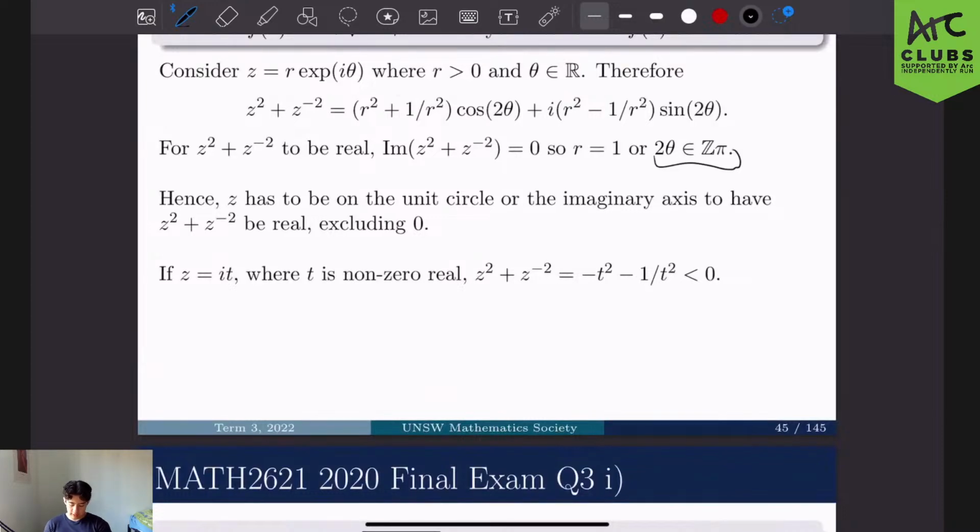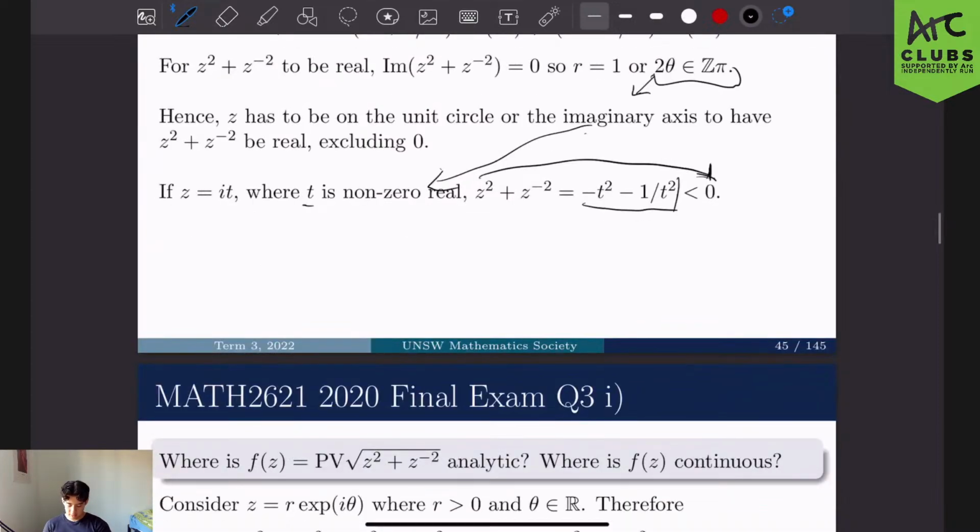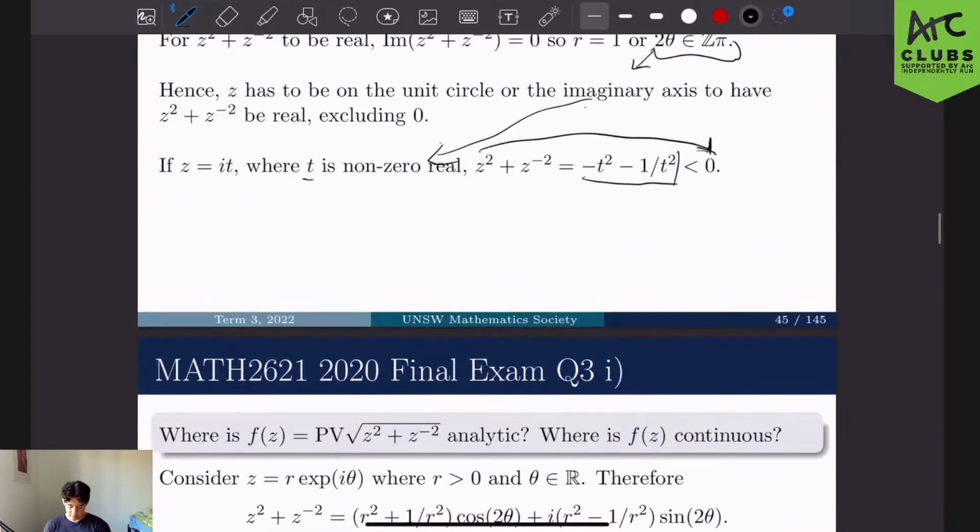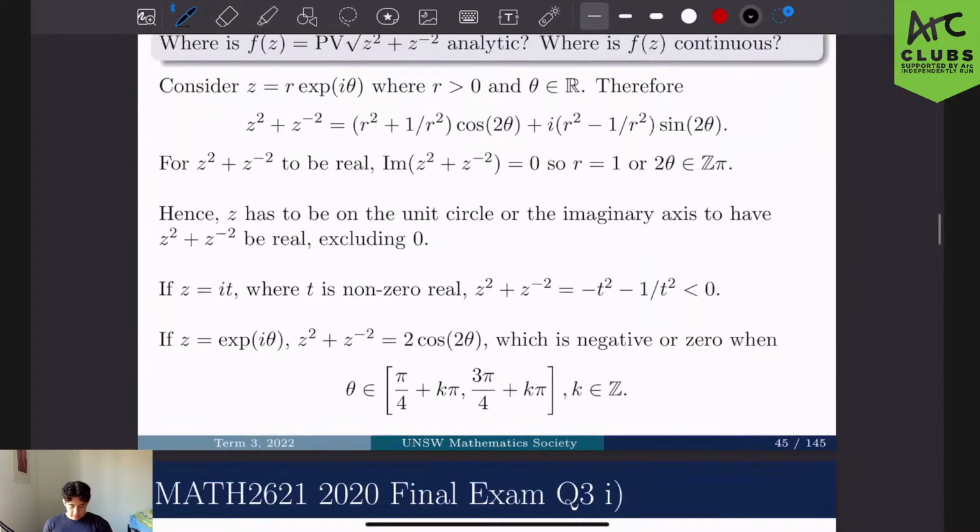It's just this case here. Then when we substitute in, we find that because t is a non-zero real, this value here is going to be less than 0. So what we've shown is that when it is real, in this case where 2 theta is a multiple of pi, then it's on the imaginary axis, where t is a non-zero real, and we've shown that if it is on the imaginary axis, then it's going to have a value less than 0. So it will be negative. All right.